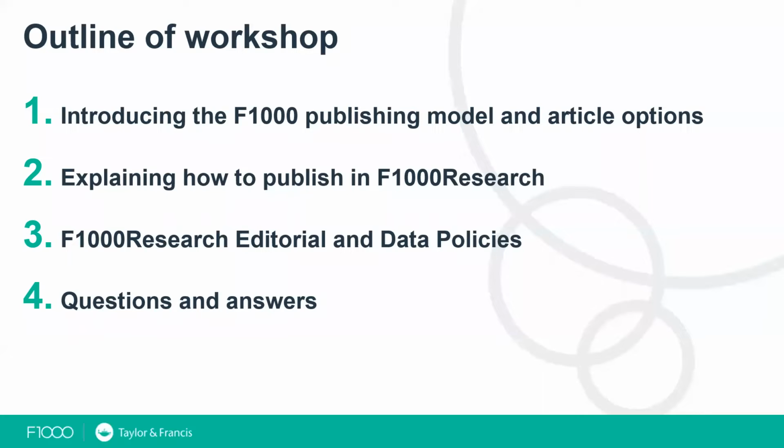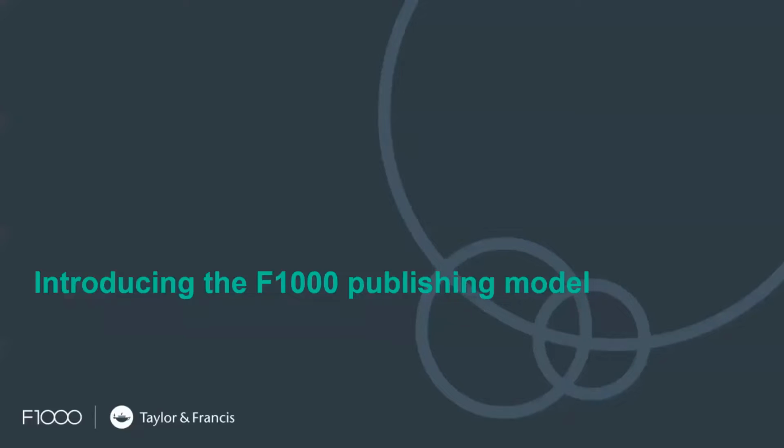To begin with, I will talk about the F1000 publishing model and the various article options that are there for researchers to publish on F1000. Then I am going to highlight how you publish on F1000, the step-by-step process from submission till the time when the article is actually published, and editorial and data policies, because it's very important for researchers to understand the various policies and compliance checks that we do in F1000 Research. I will also highlight how researchers can submit on Quvae Gateway, which is a part of F1000 Research. And then towards the end, we will take up question and answers.